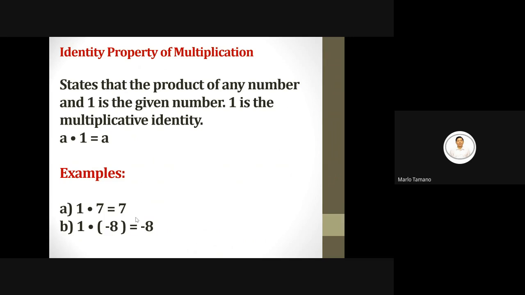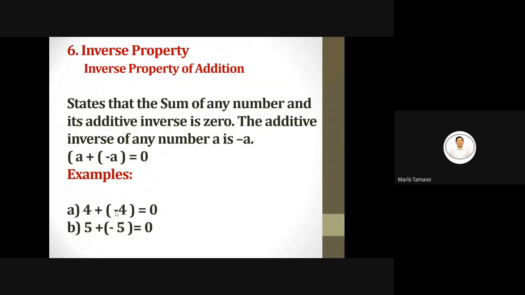Just like this. Letter A, 1 times 7 is 7. Letter B, 1 times negative 8 is equal to negative 8. 1 times 1,000 is equal to 1,000. 1 times negative 1,000 is equal to negative 1,000. And so on. Okay? Next, we have here number 6.